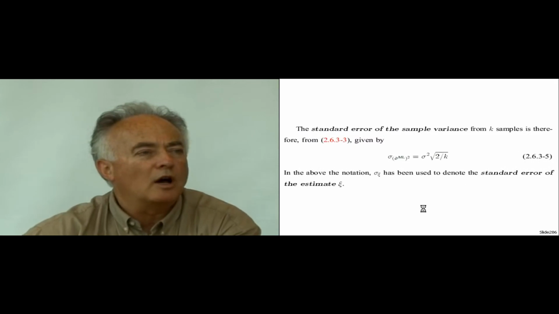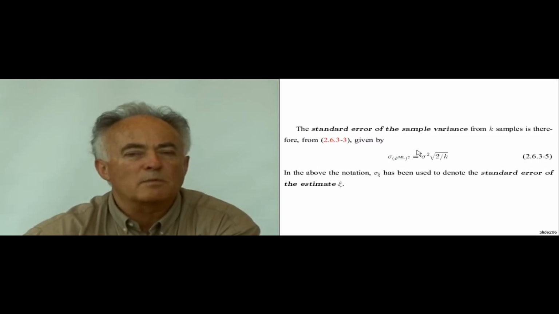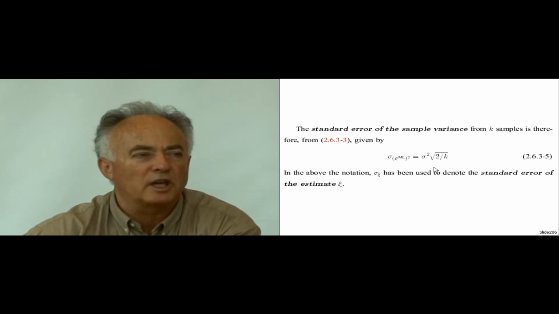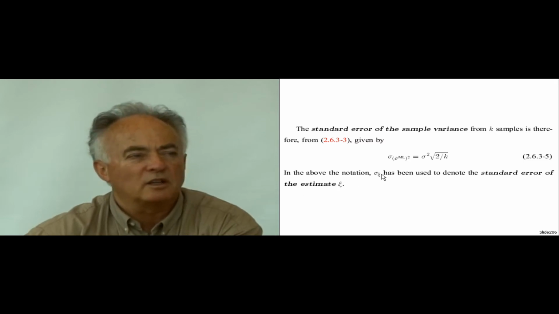So, therefore, based on the result that the variance of the sample variance is 2 sigma to the fourth over k, the standard deviation or the standard error of the sample variance is sigma square root 2 over k. So I'm using the notation here sigma sub xi as the standard error of the estimate xi, and xi is the sample variance in this case.